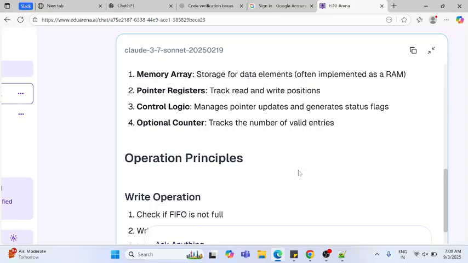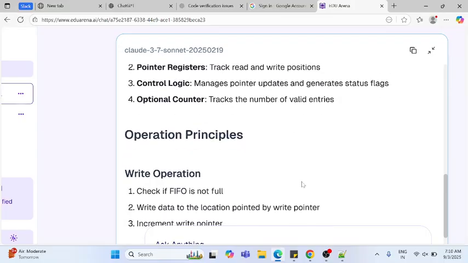Pointer registers track read and write positions. Control logic manages pointer updates and generates status flags. Based on the status flag, it controls the operation. So reading operation, writing operation, then pointer control. These are the three things to be managed with respect to FIFO design.